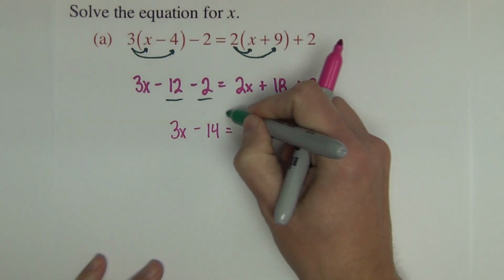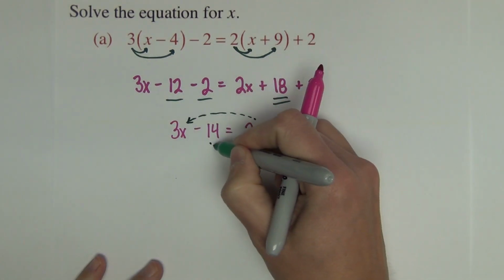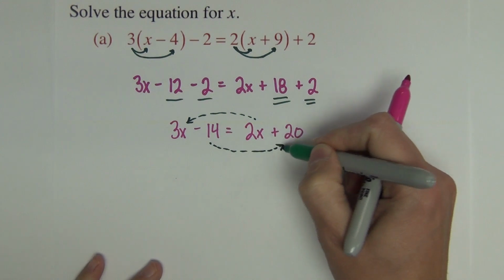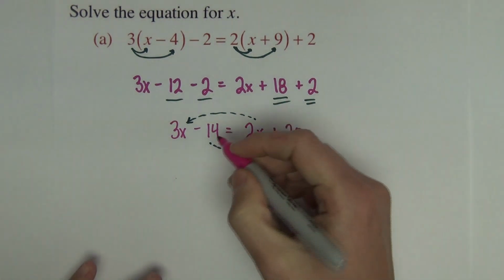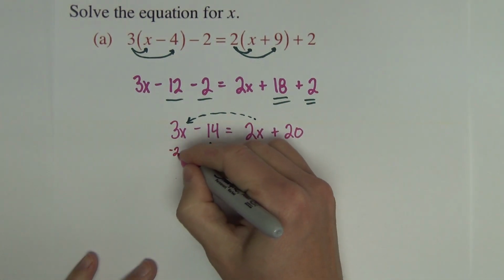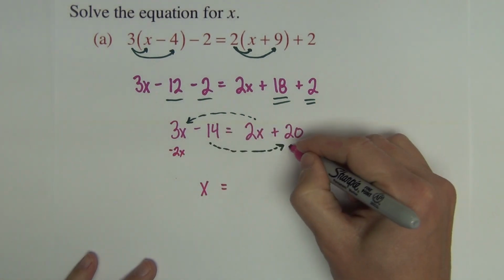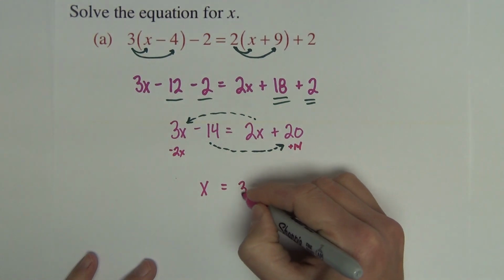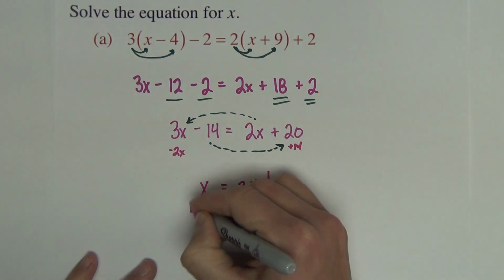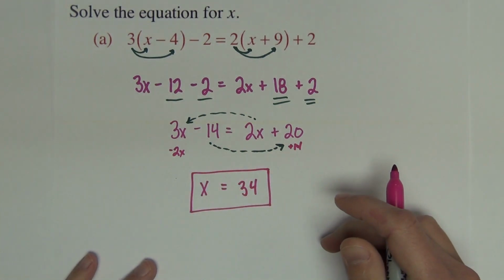I'm going to bring my 2x to this side, my negative 14 over here. So let's see, I'm going to have to subtract 2x, giving me x. I'm going to have to add 14, giving me 34. And that's solved for.